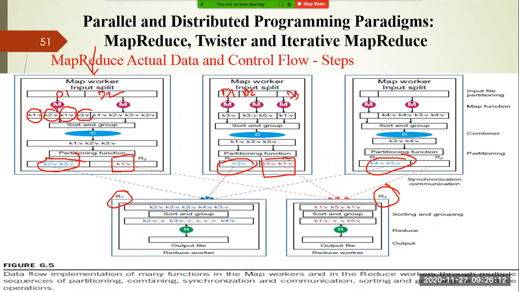Okay, all the K2 values are kept in one place, all the K3 values are placed in one place, all the K4 values are present in one place. Like this, this reduce worker is responsible for K1, it is collecting K1 as well as K5, then applies a reduce function and generates the final result. So this is the process in a more detailed view, followed by MapReduce.